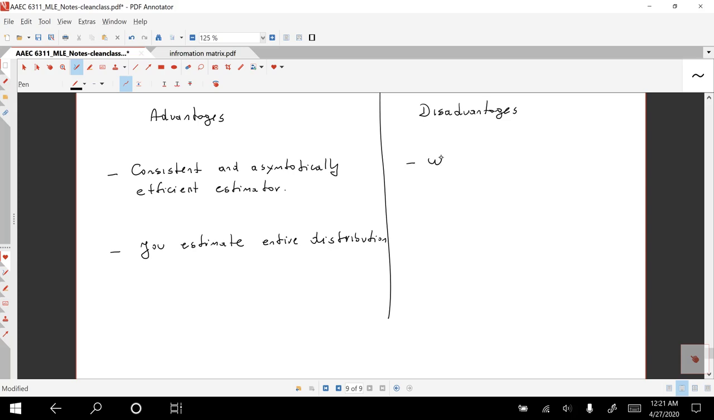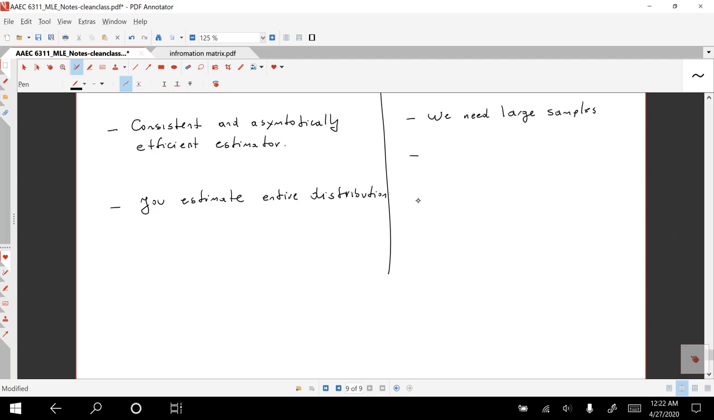The main disadvantage is that, of course, it's a consistent and asymptotically efficient estimator, which means that we need a large sample. And of course, what's a large sample? We have talked about that in the past. It depends on the specific estimator that you are using and the specific application. Of course, it requires more information.